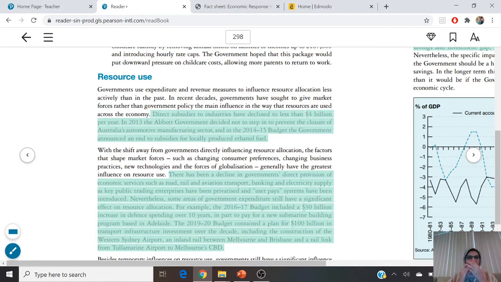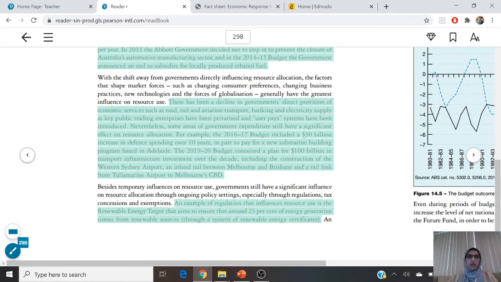Now, in regards to resource use, direct subsidies to industries have declined to less than $4 billion per year. In 2013, the Abbott government decided not to step in to prevent the closure of the Australian automotive manufacturing sector. However, that still happened later on. There has been a decline in the government's direct provision of economic services such as road, rail, and aviation transport. And let's just not talk about aviation right now. The aviation industry is massively suffering and the government isn't really helping them as much.